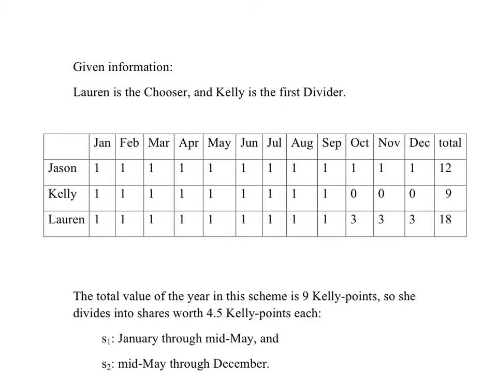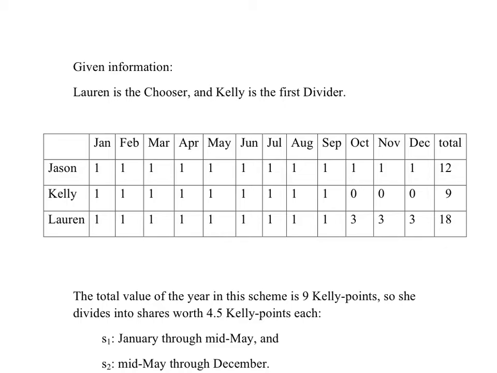Now, I caution you, this is where students make mistakes. They are so used to dividing at this stage into three equally valuable pieces, because that's what happens in the lone divider method. But in the lone chooser method, it's a different approach. Remember the narrative that Jason and Kelly carry out the division just between the two of them, and then Lauren shows up at the end.